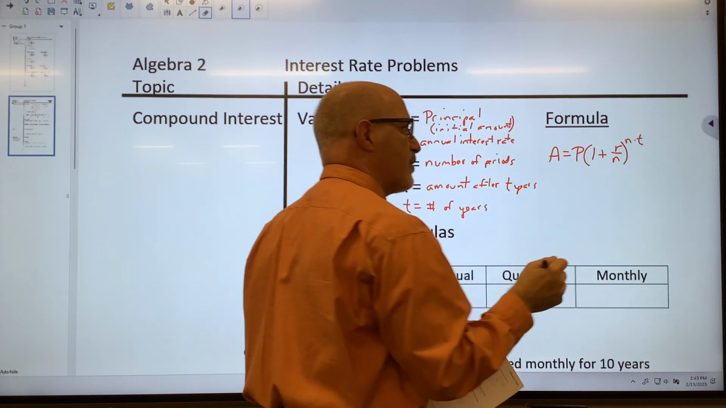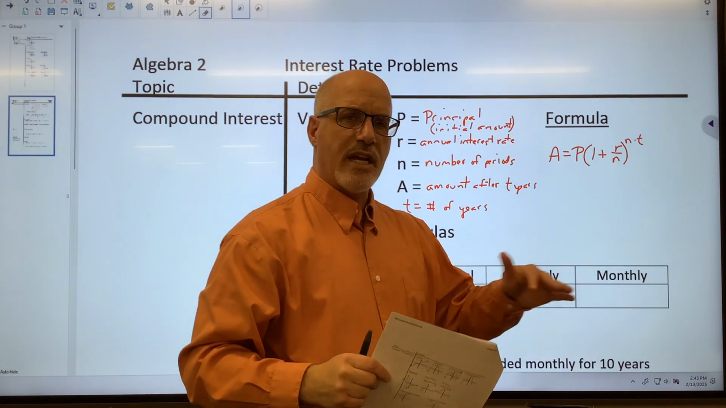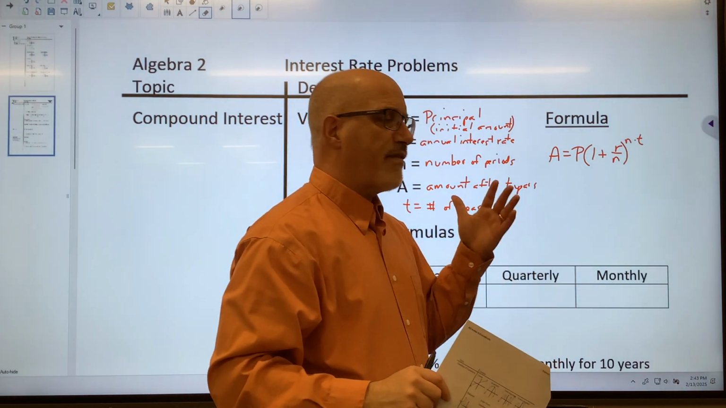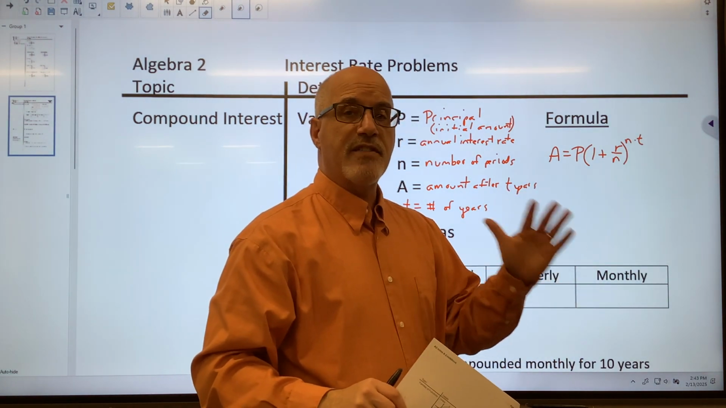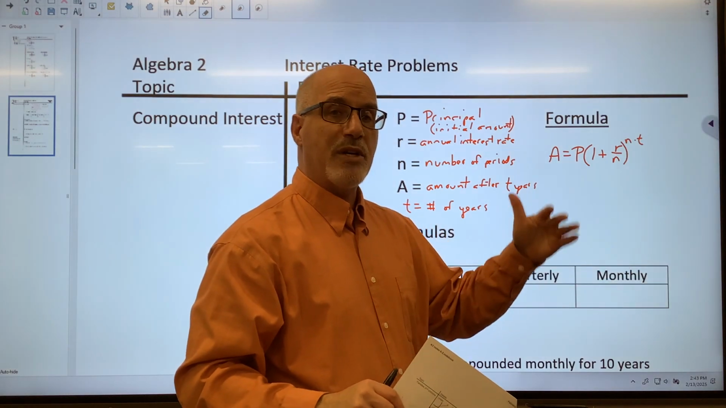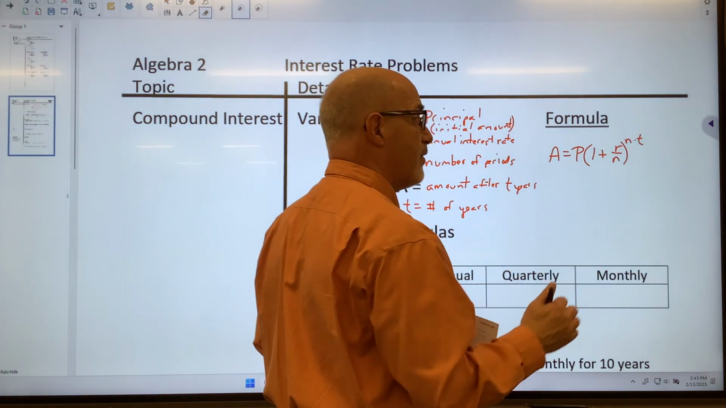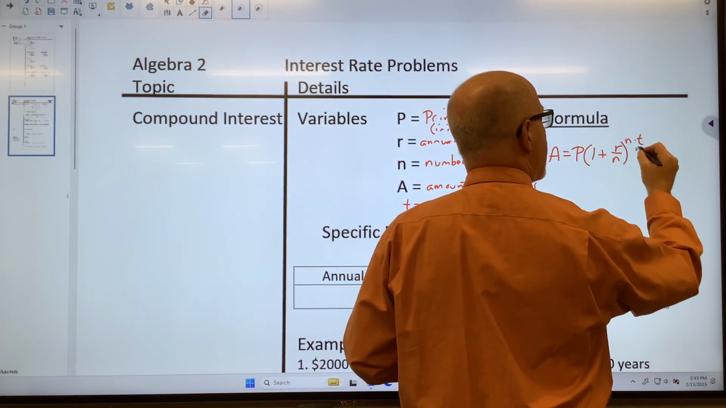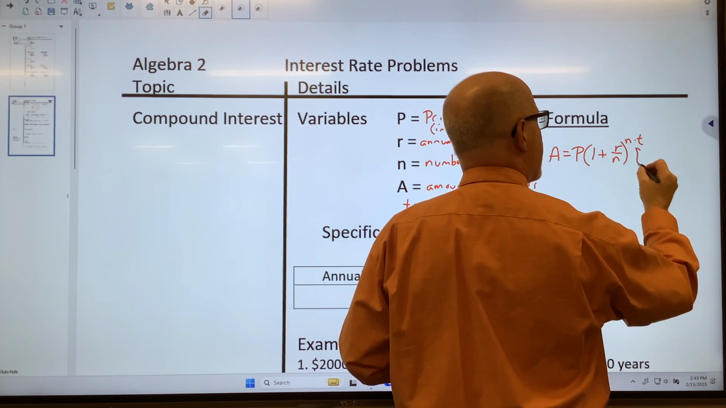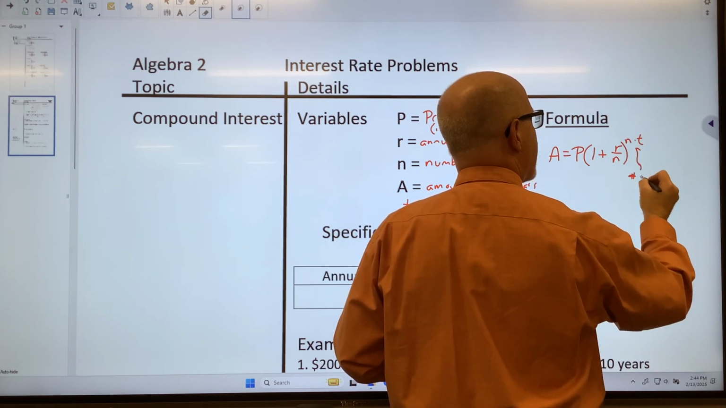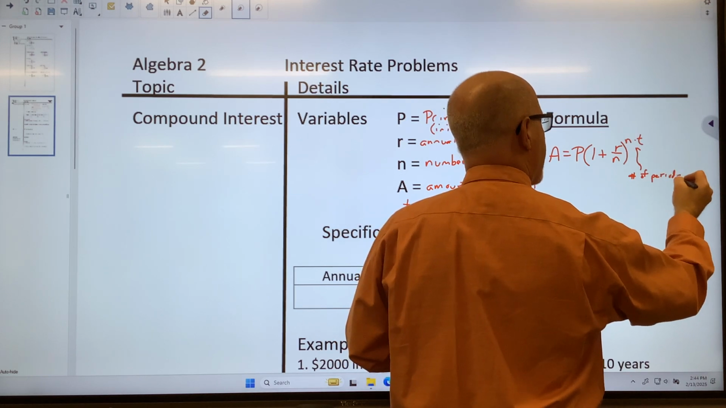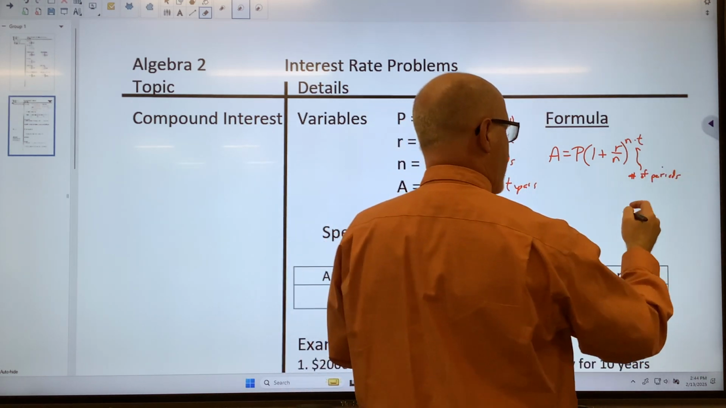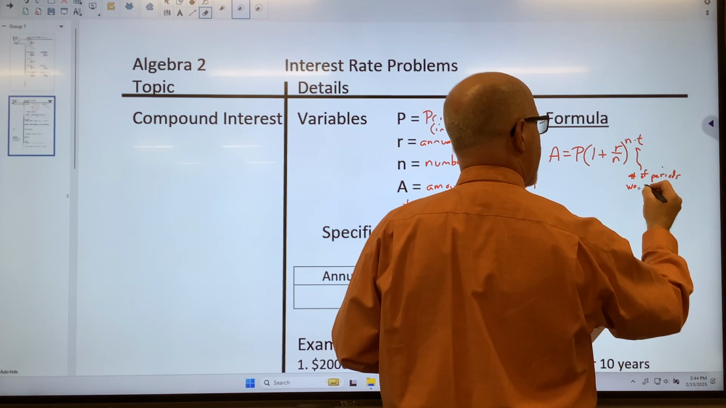Because for instance, if you're doing it quarterly, that means 4 times a year. If you're going to do it for 5 years, you're going to have 5 times 4, which gives you how many periods you figure out interest. So this is the number of periods we calculate interest.